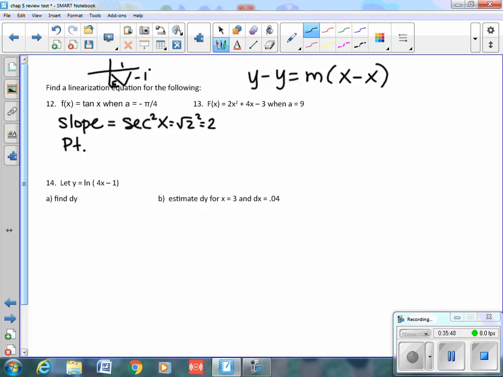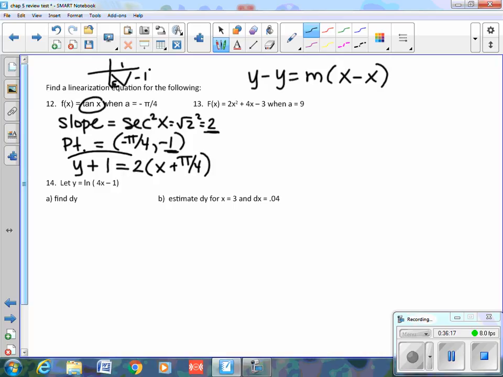The point is a negative pi over 4. And then when you put a negative pi over 4 in here, you need to find the tangent of a negative pi over 4. Tangent is a negative 1 if you look up there. So then all you do is you plug this into the formula. Here's the y value right here. y plus 1 equals, here's the slope, 2 times x plus pi over 4. You know what? If you want to leave it like that, you can leave it like that. I'm happy that you got it today.